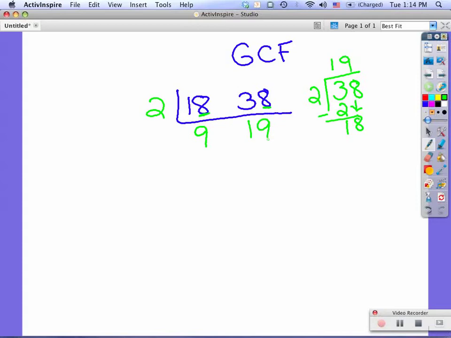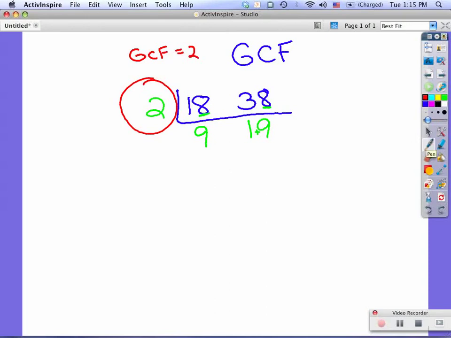Well, if I think of the factors of 19, I think of 1 and 19. 2 doesn't go into it. I know 3 doesn't, because if I take 9 plus 1, it gives me 10, and 3 doesn't go into 10. I think that's a prime number, which means only 1 and 19 go into it, 1 and itself. So I look at my numbers I have on the outside, and I just have 2. My GCF of 18 and 38 is 2. That's one way to do this.